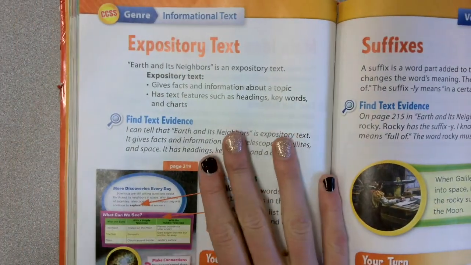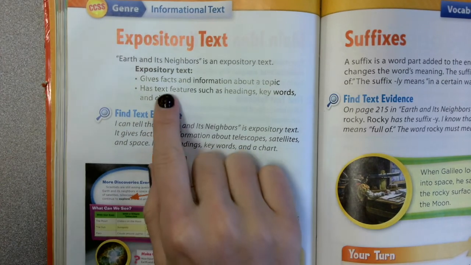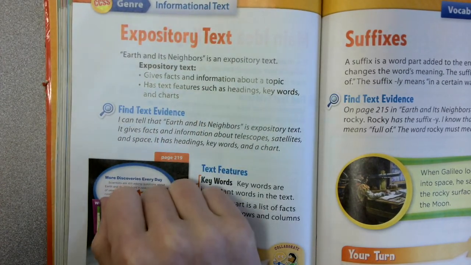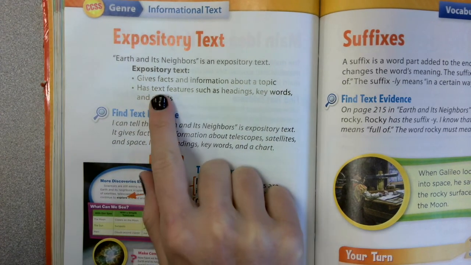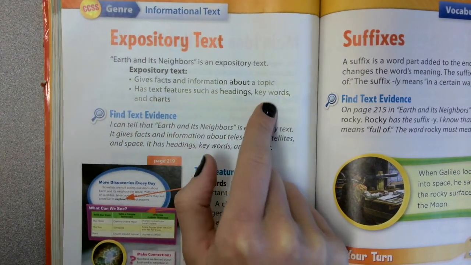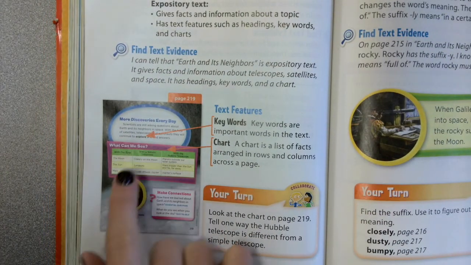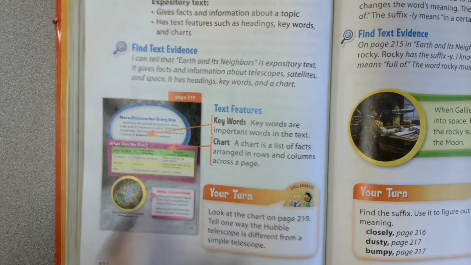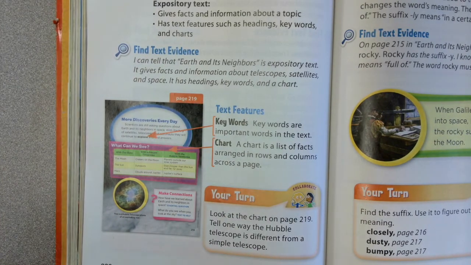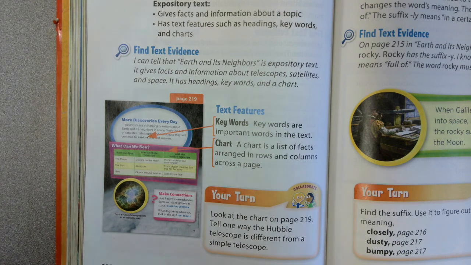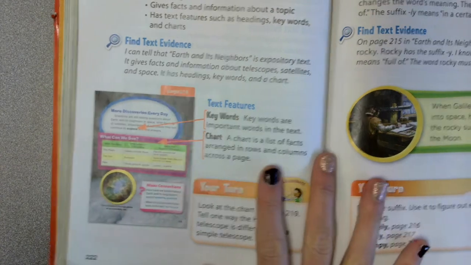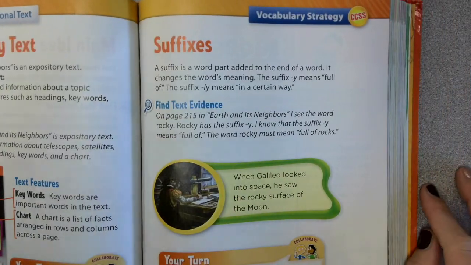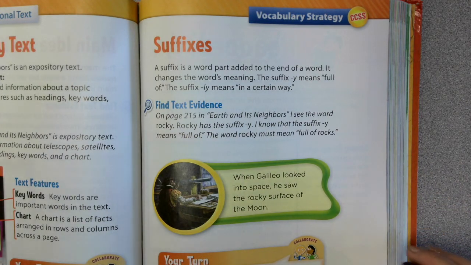The texts that we're reading are all expository text. So that means it gives facts and information about a topic. Think science topics, social studies topics. It has text features such as headings, keywords, and charts. For example, this chart that we read that had what we can see with our eyes versus a telescope versus the Hubble telescope is an example of a chart that you would find in an expository text because it gives more information.